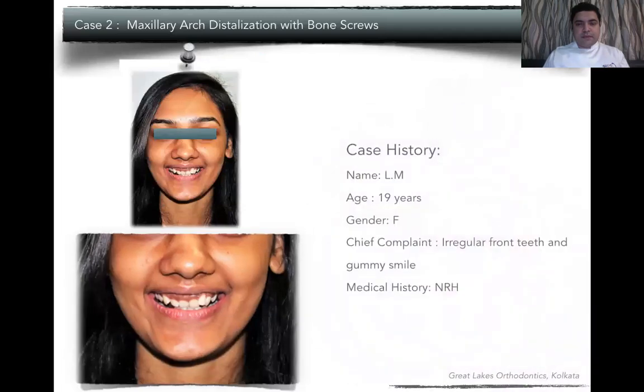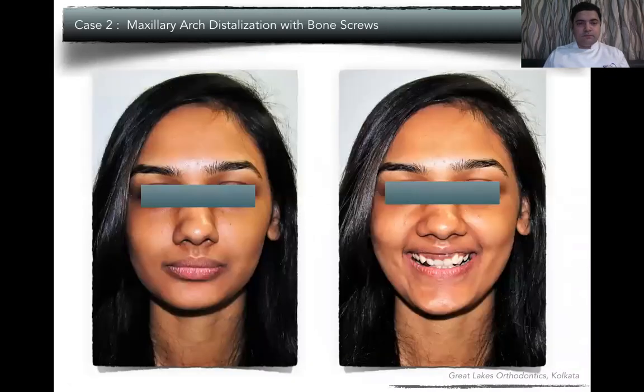this is a patient who is 19 years of age, female, with a chief complaint of irregular front teeth and a gummy smile. She did not have any form of medical history. If you go to the intraoral and extraoral photographs, which are the case records we take when we start an orthodontic case, the first thing is the extraoral photographs, which show that the chin of the patient is slightly deviated to the right in this case, in occlusion.